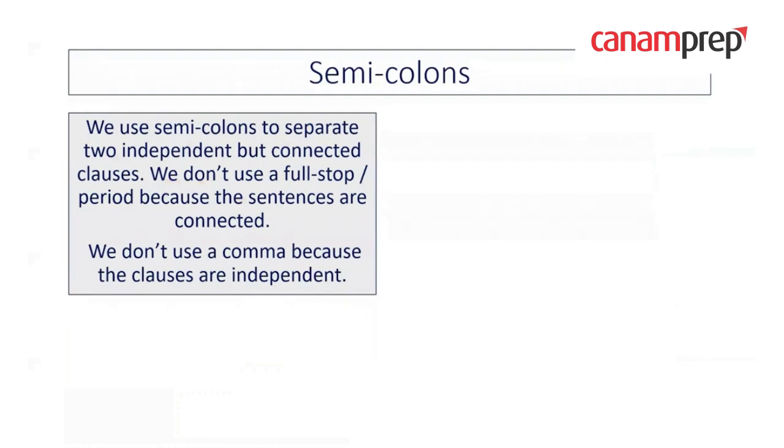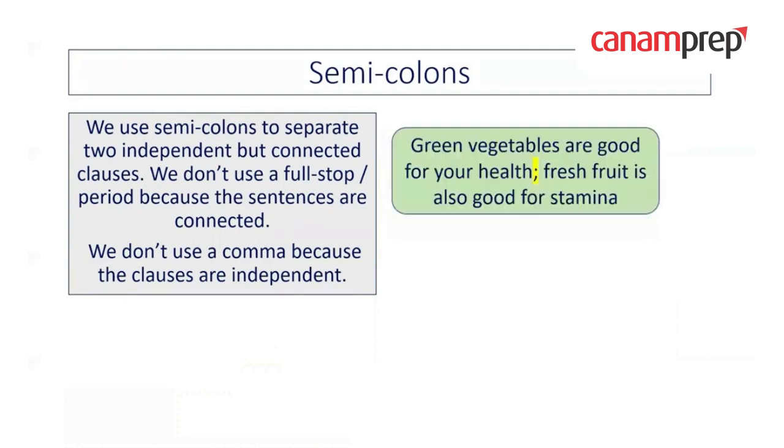Semicolons are used to separate two independent but connected clauses. The reason we don't use a full stop or period is because the sentences are still connected, and we don't use a comma because the clauses are independent.